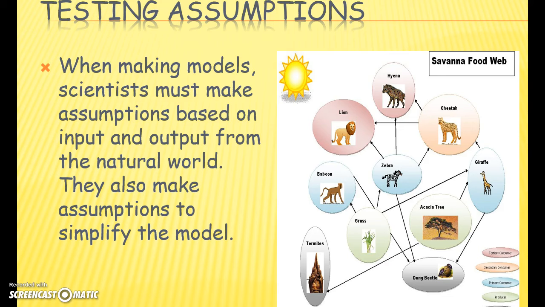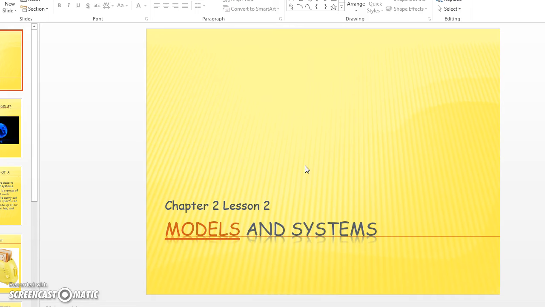So my point is that when we make assumptions, we have to go back and test them. Then I would go out, after I made my model of my food web, maybe I would make some observations in the savannah for a few weeks, and I would be backed up in my initial assumptions. All right, that's it for that one.